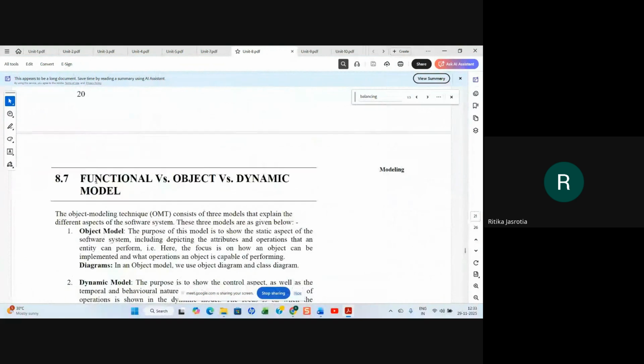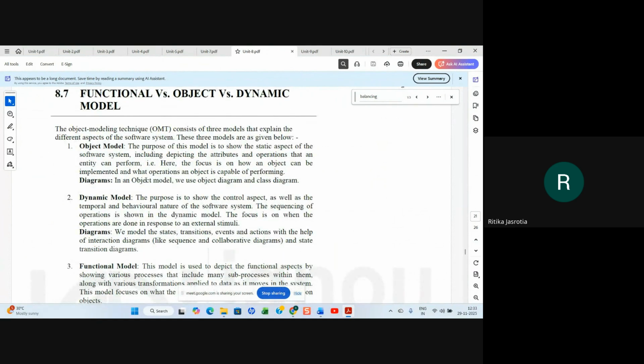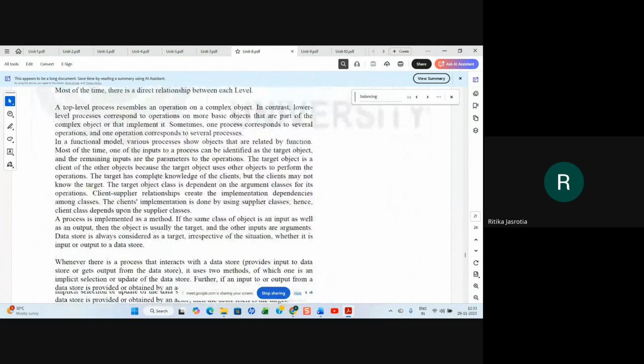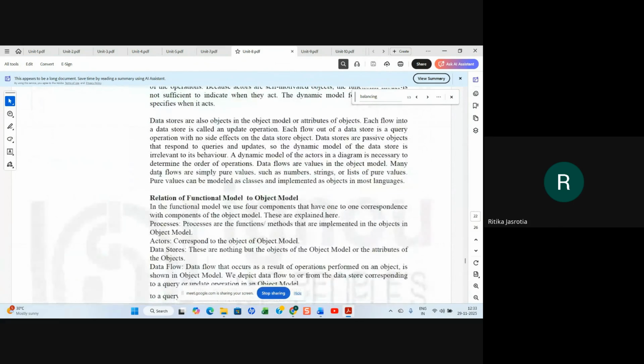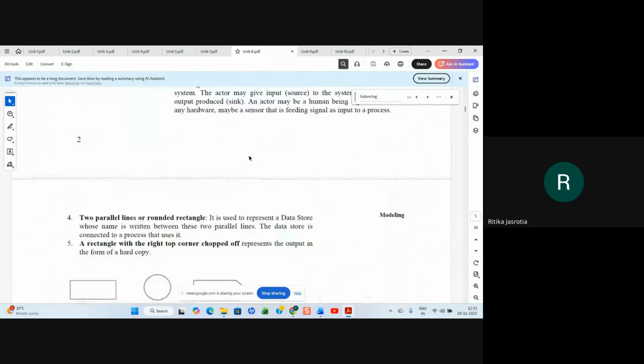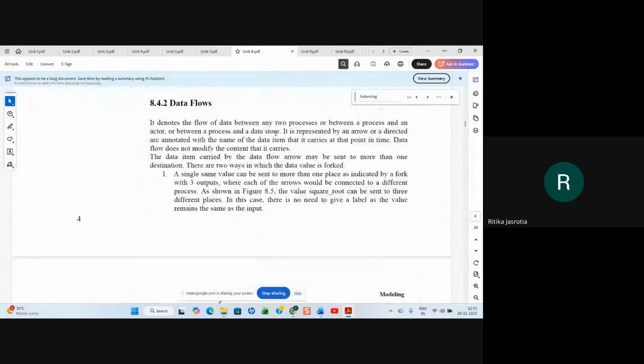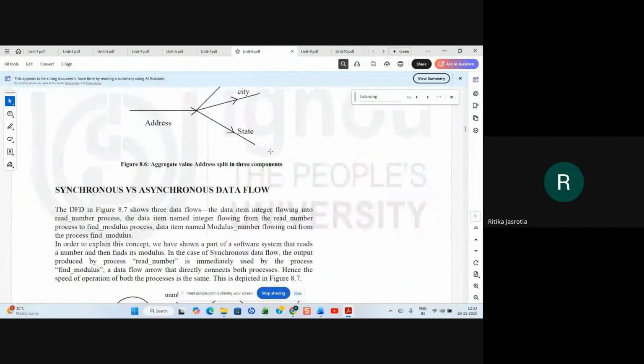If you are asked functional versus object versus dynamic model, this is also there, the difference between the three of them. So you can go through them also. We were talking about synchronous versus asynchronous data flow.